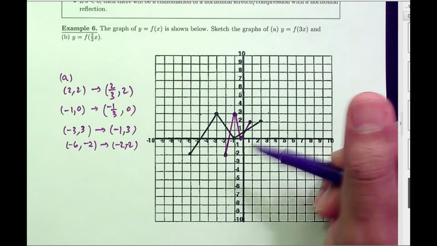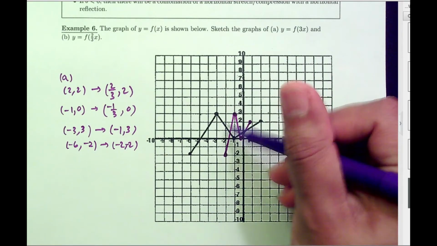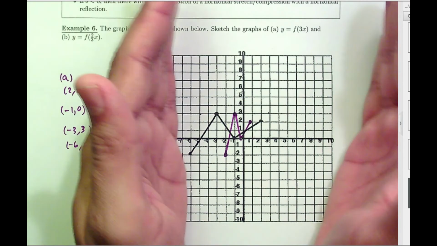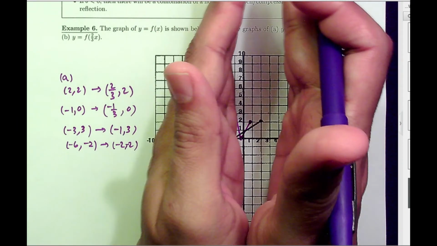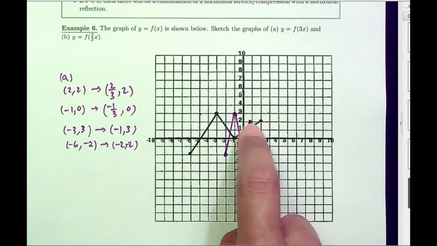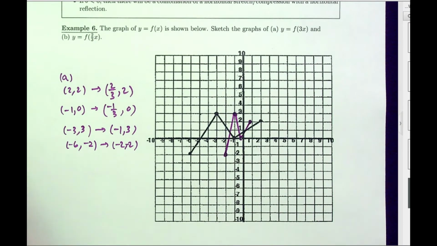You can see these are the three legs, 1, 2, 3, then 1, 2, 3, and everything is squished like that. The height of every point is still the same, but everything is being compressed, and the horizontal span of the whole thing is a third of the size.